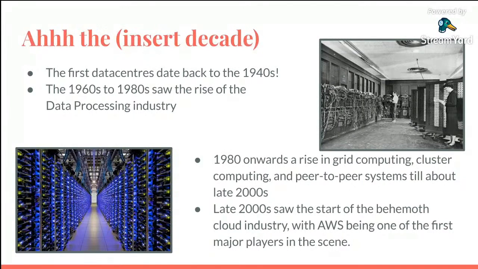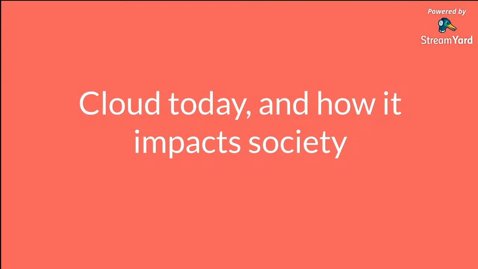The late 2000s, however, saw the start of the behemoth cloud industry, with AWS being one of the first major players in the scene. So that's how the black and white one is how it used to look. This scary monolithic creature on the bottom corner of the screen is how it looks today. Okay, so cloud today and how it impacts us as a society.